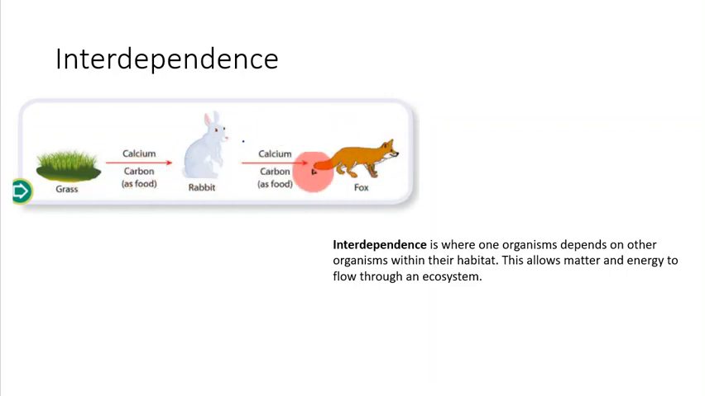This process is a natural process, and it allows matter and energy to flow through an ecosystem. The grass is able to take energy from the sun and produce food for itself, but that food also becomes food for the rabbit, and the rabbit then becomes food for the fox. So you get this movement of energy and matter through ecosystems, and this is what's known as interdependence. So again, it's important that you know what is meant by interdependence and are able to give an example of it. This is just one example of interdependence.